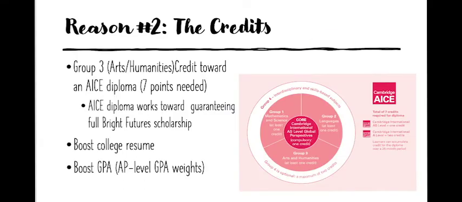The second reason that you guys should take this course is for the credits and the opportunity that these credits offer. So by taking media studies, you're going to get your credit for Group 3 toward your AICE diploma. And Group 3 is the Arts and Humanities category. You do need 7 points, as is shown on the right side of the screen, to get your AICE diploma. And with an AICE diploma, that is one of the requirements that you can get that will go toward guaranteeing a Fulbright Future Scholarship should you decide to go to college in the state of Florida.